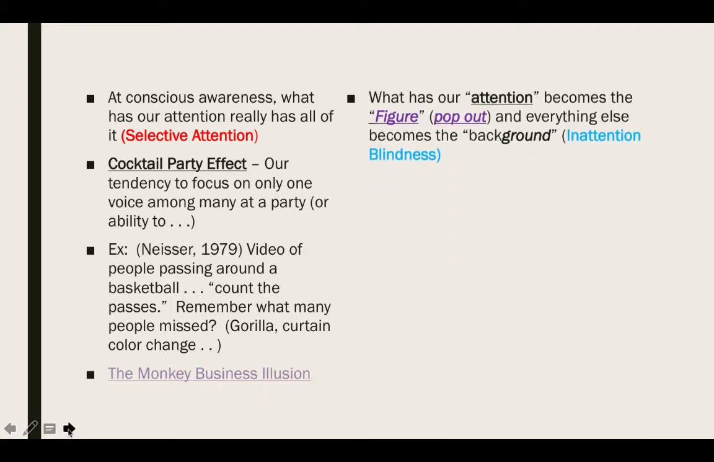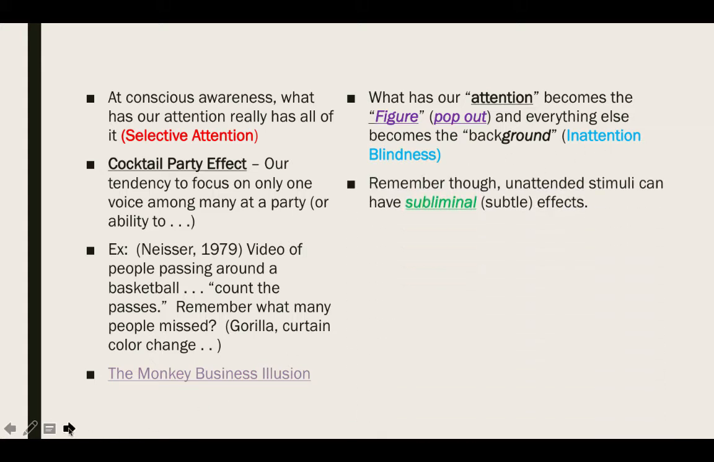That certainly demonstrates pulling a figure from a background, the first task in perception. And sometimes that figure I've seen called a pop-out stimulus, where we may have noticed a gorilla coming in and a player leaving the background, but a lot of us didn't notice the curtain changing color, which again refers to inattentional blindness, which we talked about a little bit before.